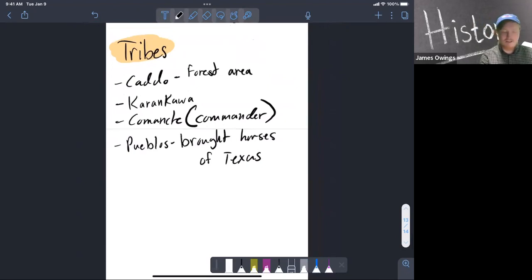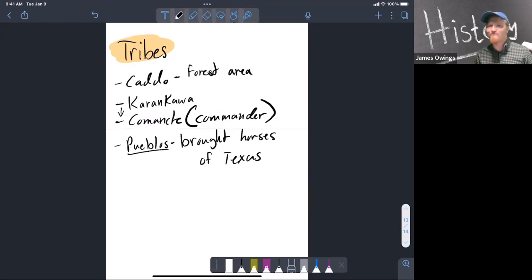The Karankawa were actually attacked by the Comanche. That's why they're kind of next to each other. And so the Karankawa had to relocate because the Comanche invaded their territory. Pueblos bringing horses is a pretty big deal to Texans because we have cowboys and stuff. And Caddo is the people who live in foresty area. They get the best of every world. They live in one spot. They don't move. So if you see a question about the Caddo, it's probably going to be what native tribe lived in the northern forest area of Texas.